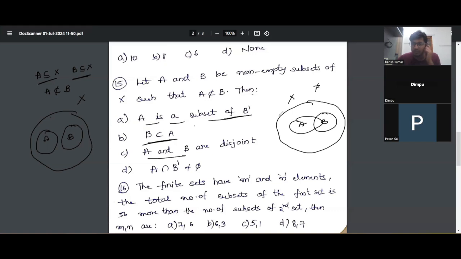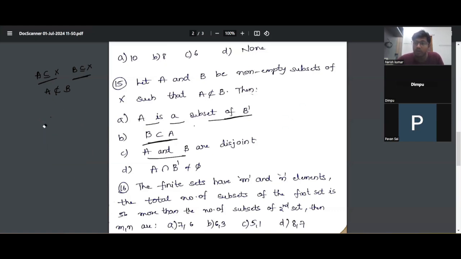ఇలా ఉన్నా కూడా మన సిచ్యువేషన్, మన కండిషన్ సాటిస్ఫై అవుతాయి కదా. So first of all, what we have to do is we have to draw all the possible diagrams so that our conditions are satisfied, right? So what are the conditions? We have three conditions, right? A and B must be subset of X, and A should not be subset of B, right? So let's draw the first diagram.